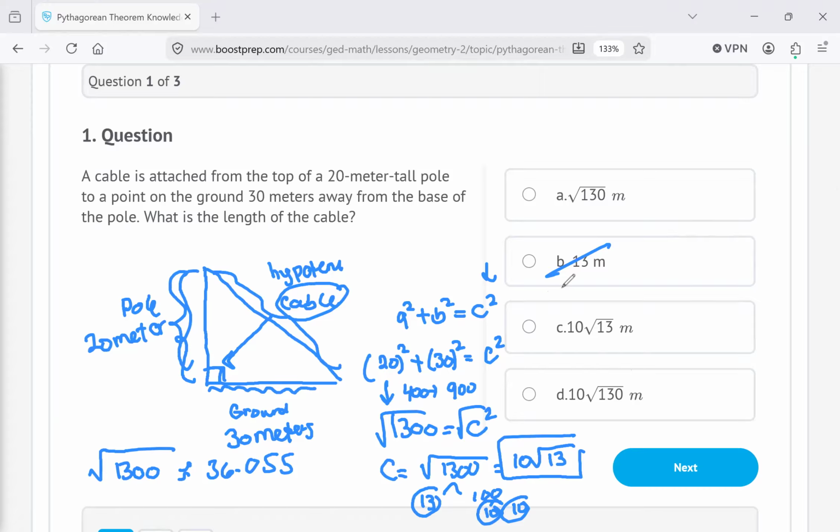What about C? If you put 10 square root of 13 in the calculator, you get about 36.055. That's the one, right? Because when you simplify it, you get 10 radical 13, and if you put it in the calculator, it's 36.055. So that's the closest one. That's exactly the one. So it is C.